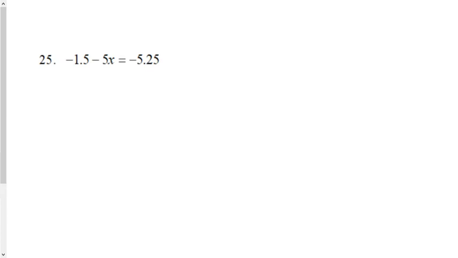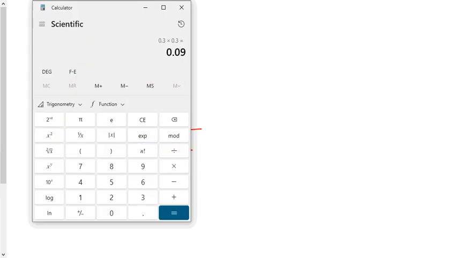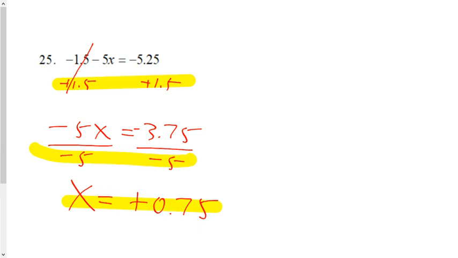Question 25, we get into the algebra component. We have a two-step algebraic equation with a coefficient and a constant. Always get rid of your constant first if you can. Negative 5x equals 3.75 negatives. Divide by negative 5. And x will equal 3.75 divided by 5 equals 0.75. So your answer is going to be a positive 0.75. 1 point for that work, 1 point for that work, and 1 point for the correct solution. 3 points for question 25.